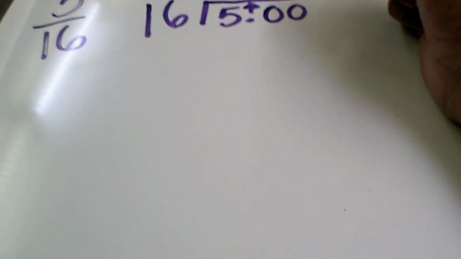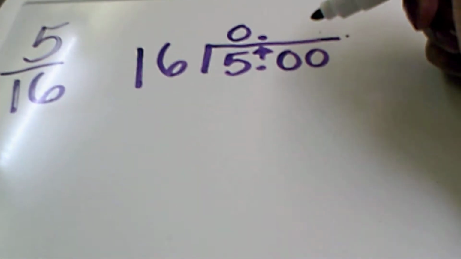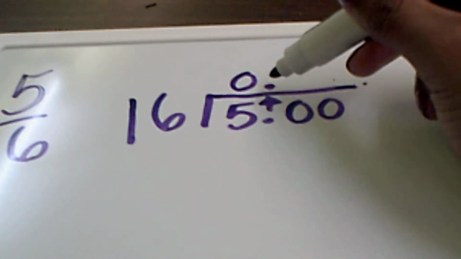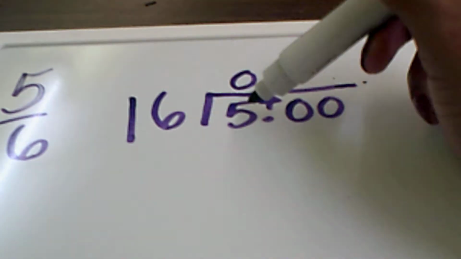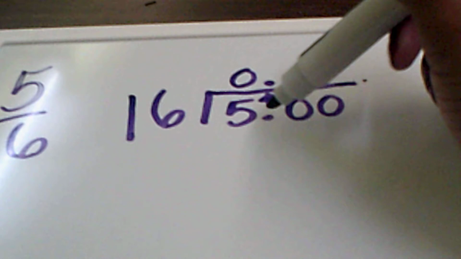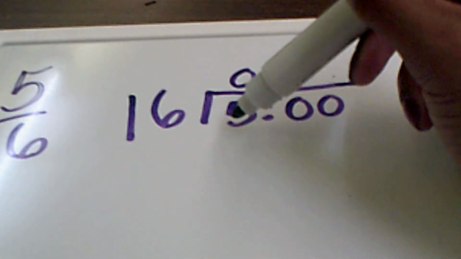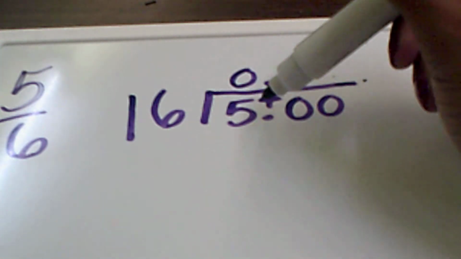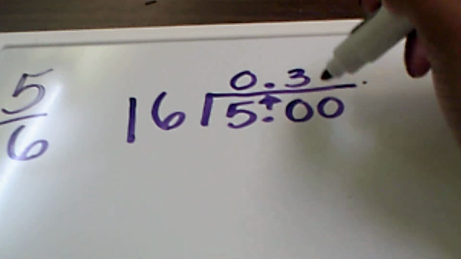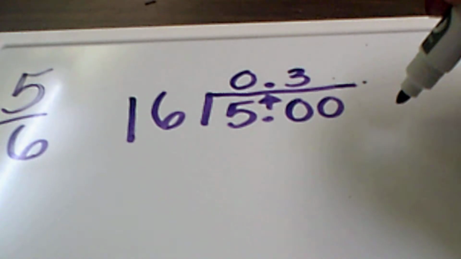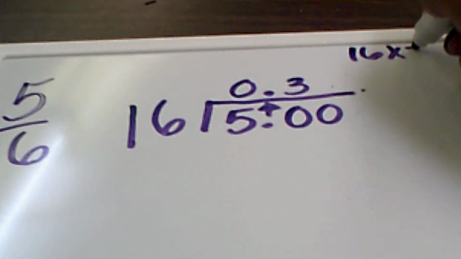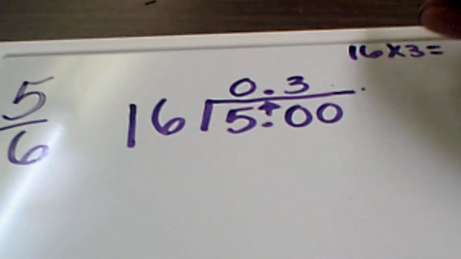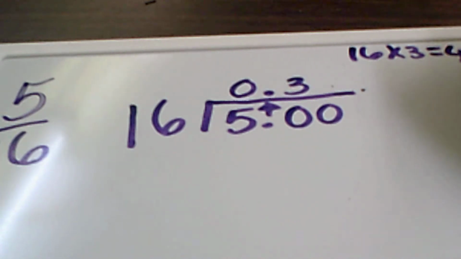And I'm going to zoom in so you can see a little bit better. All right? So, you brought the decimal point up, and now we need to keep going. So now we went from looking at 16 into 5 to now 16 into 50. How many times does 16 go into 50? 16 goes into 50 3 times. Now, how did I get this? I got this by doing 16 times 3 equals what? 48.